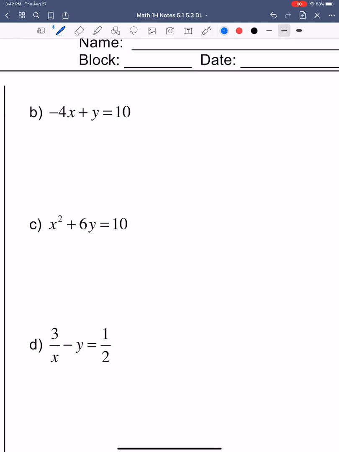So looking at letter B now, same idea. X and y are on the same side, right? Our largest exponent is this imaginary 1 that's there. Okay, no fractions, and so we can say yes again that this is linear because it's in standard form.